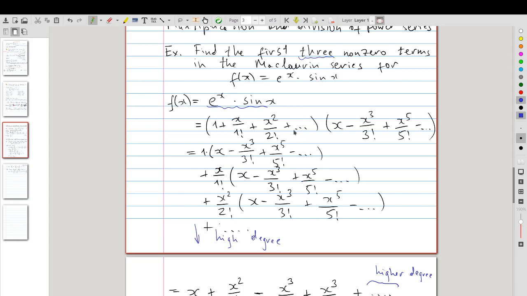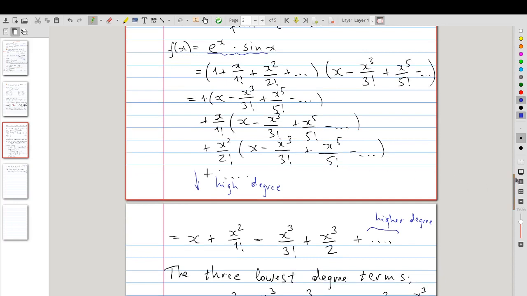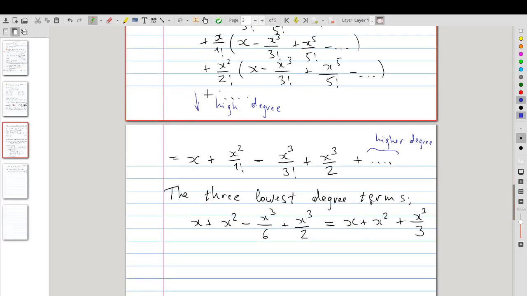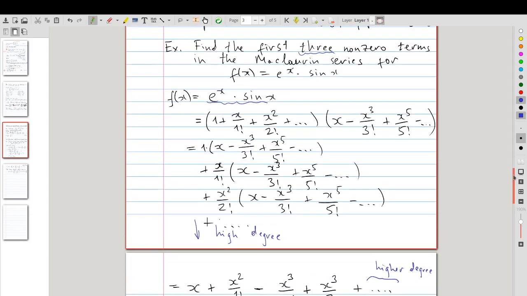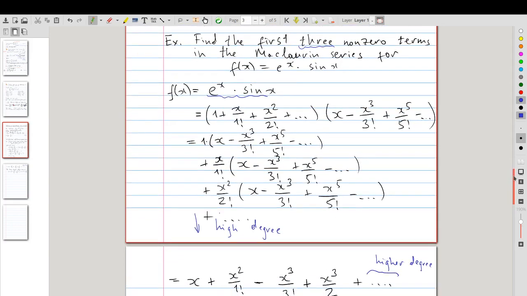And especially if you already know the Maclaurin expansions for e to the x and sine x, which you certainly should know, then doing this computation is fairly straightforward, and you can quickly get the answer to this question of finding the three lowest degree terms in this product right here. So yes, I would say that this method is certainly competitive as compared to using the definition of Maclaurin series.